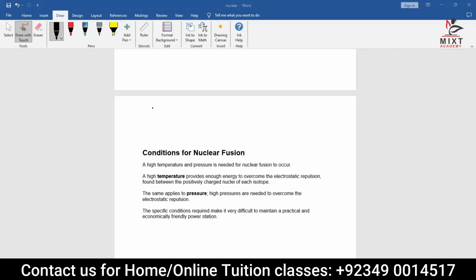At this point, I want you to put a heading: difference between nuclear fission and fusion reaction. On the left hand side, write nuclear fission. And on the right hand side, write nuclear fusion.